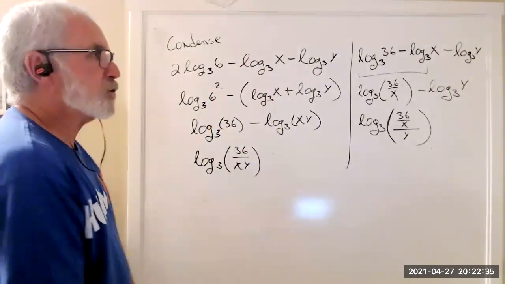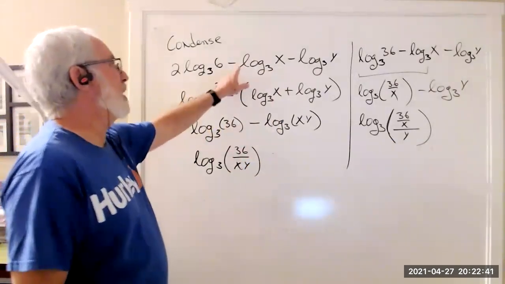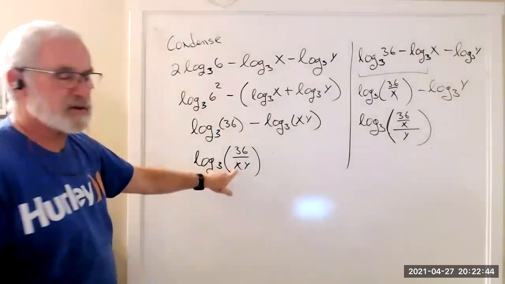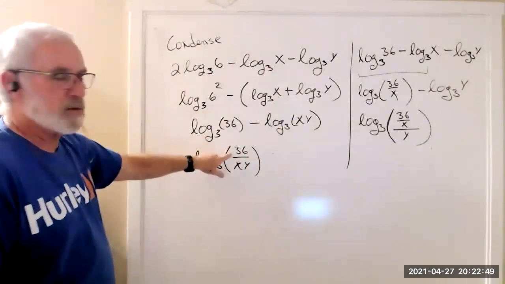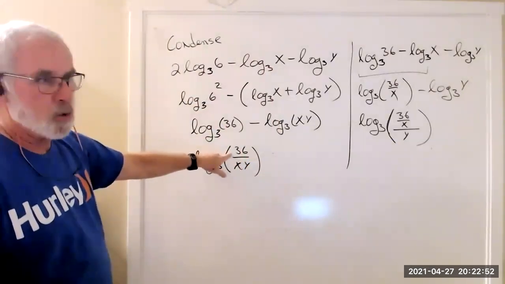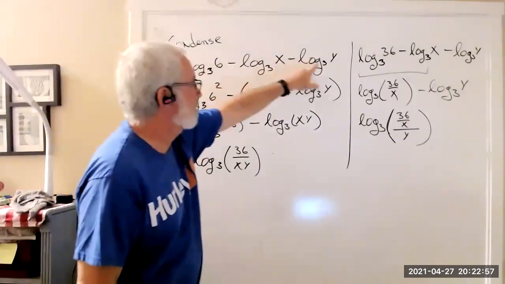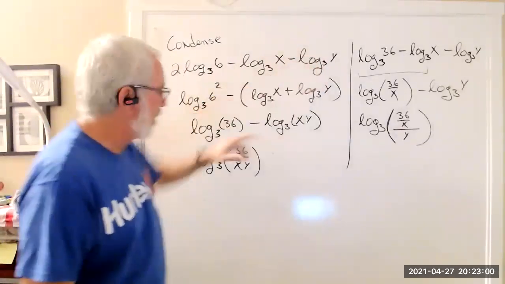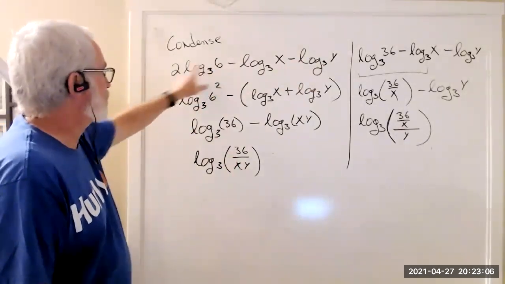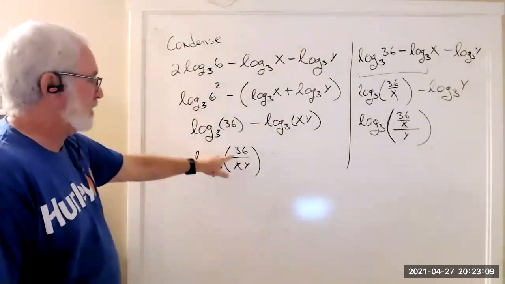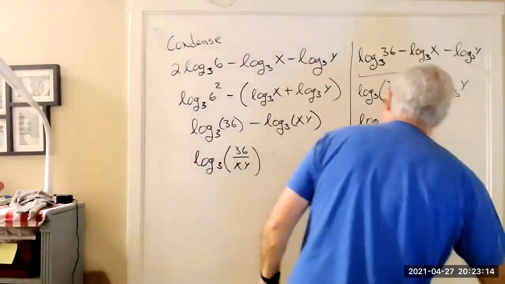It turns out that for logarithms, anything that was minus always shows up in the denominator. Anything that was positive always shows up in the numerator. Always. Look at that. The minus x and the minus y, the logs of them, showed up in the denominator when I condensed it together. The 36 was positive. It showed up in the numerator. So, shortcut time.